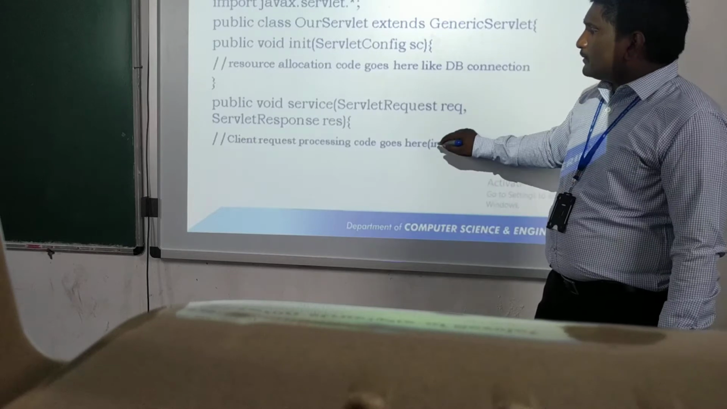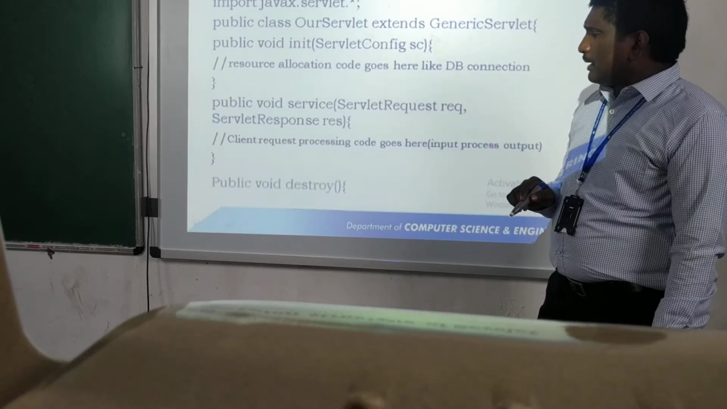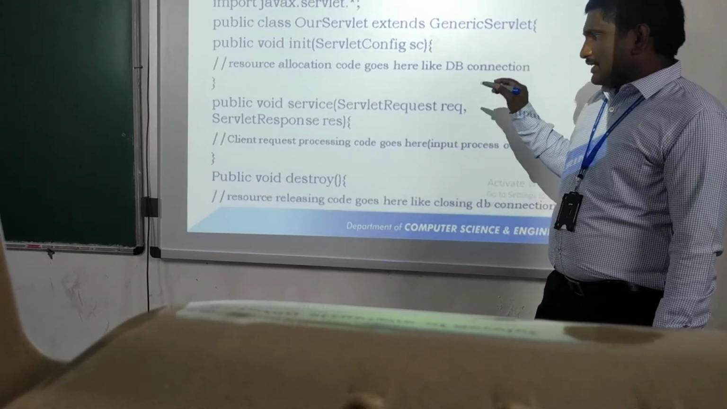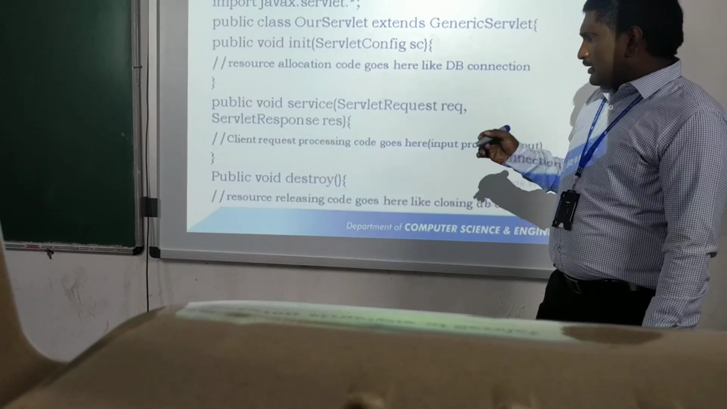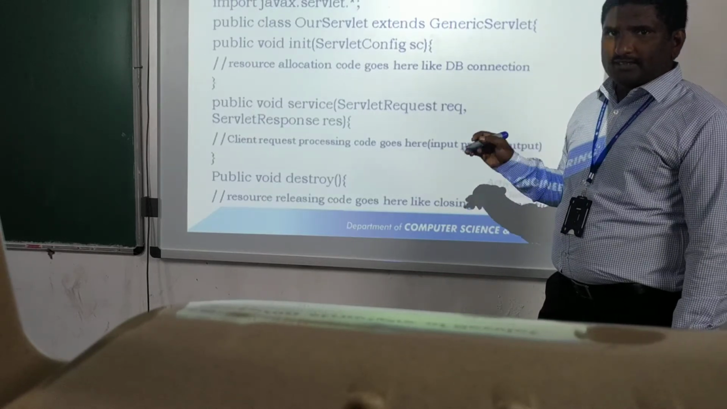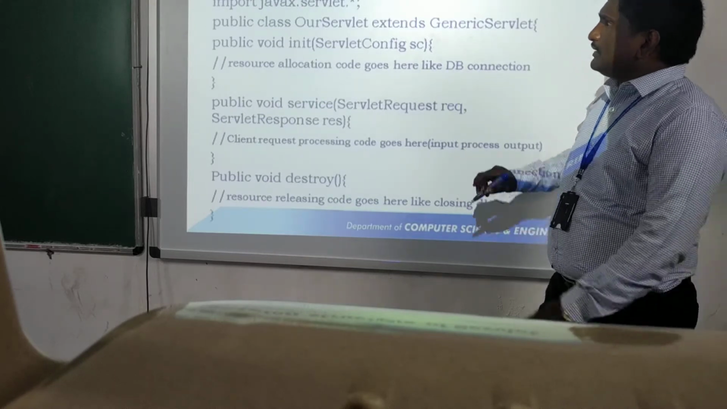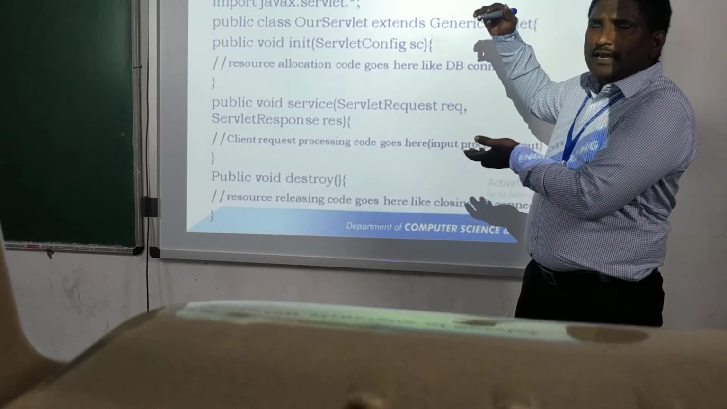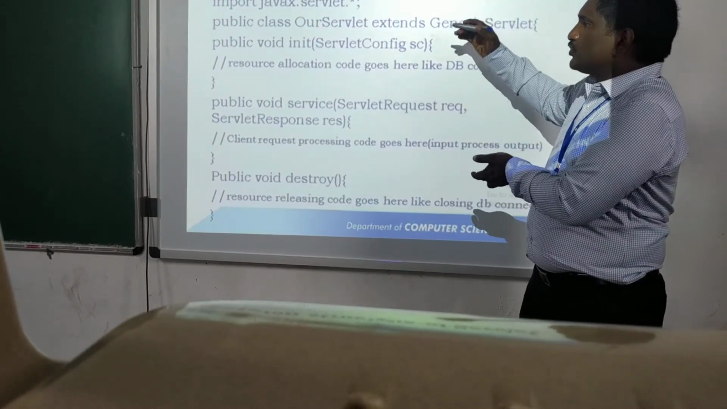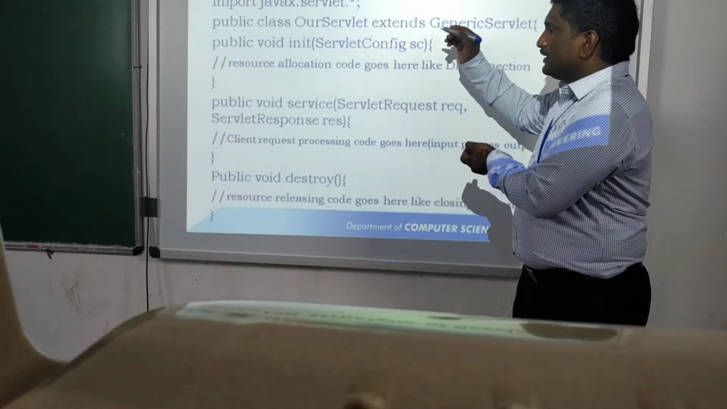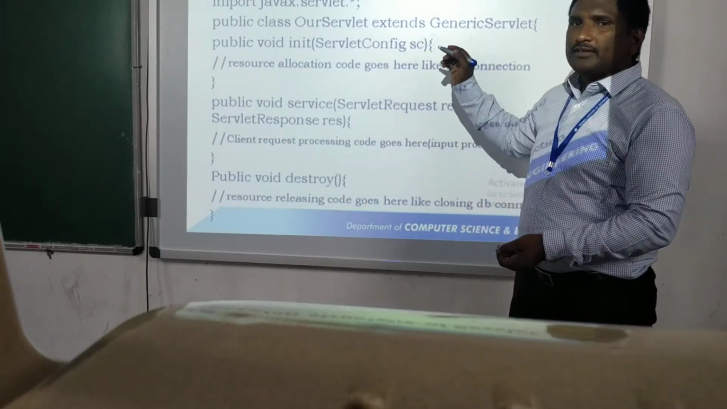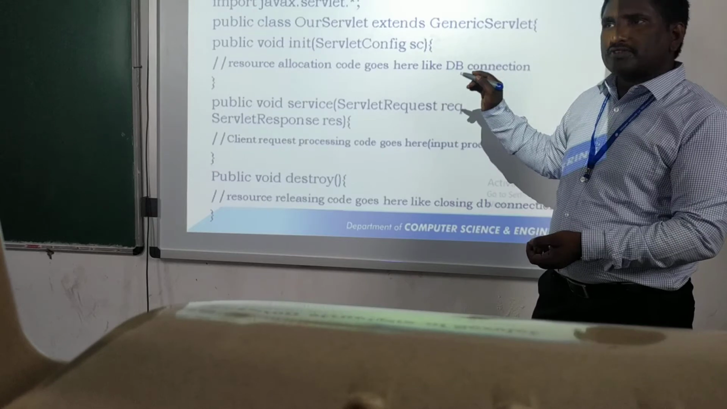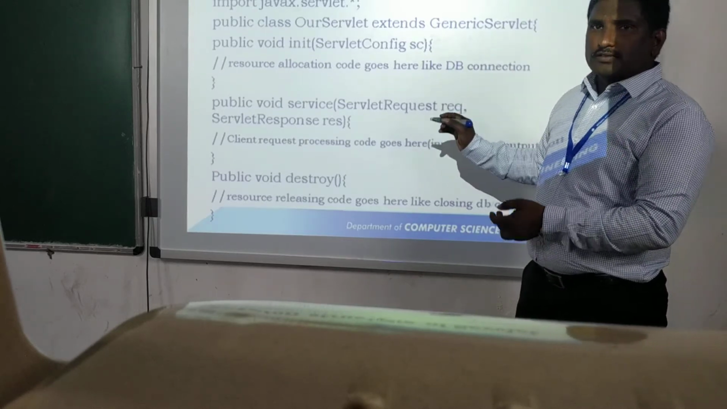Next method is the public void destroy method. The destroy method is used for resource releasing; the resource releasing code goes here, like database connection release can be done in the destroy method. So this is the skeletal structure of a Servlet. Whenever a programmer writes a Servlet class, it should consist of three methods: init, service and destroy. The init method is used for resource allocation, the service method is used for IPO, input, process and output, and the destroy method is used for resource release.